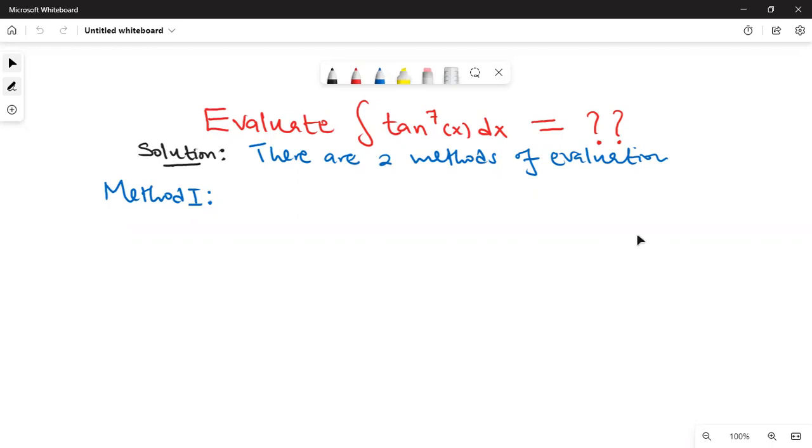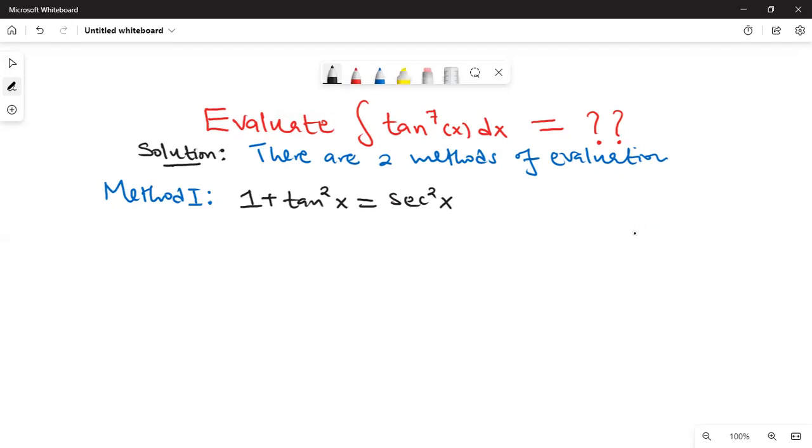Today I want us to look at how to integrate tan x raised to 7 with respect to x, or simply tan raised to 7 of x dx. To be able to evaluate this kind of integral, there are two methods. The first method, we are going to be using the identity that 1 plus tan squared x is the same as sec squared x.